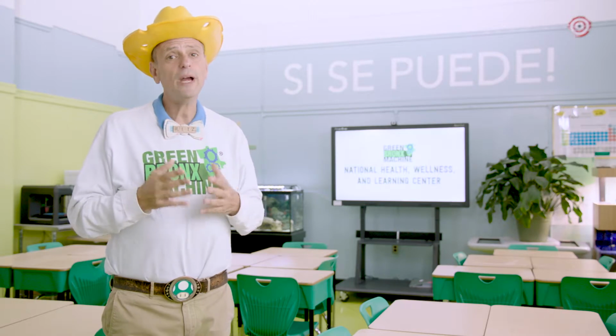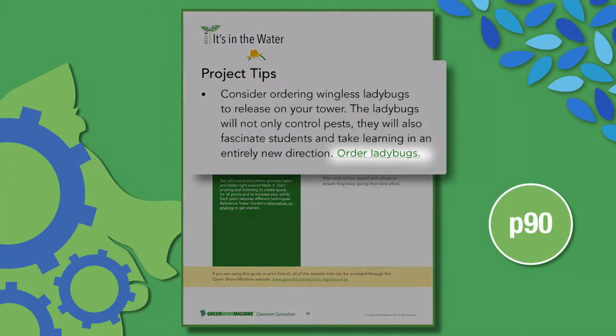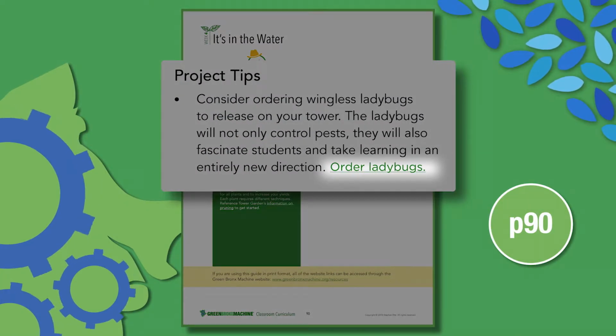Here's something to look out for: aphids. Make sure your tower garden has no aphids. Aphids won't hurt your plants, but they will surely annoy you and your students, and they fly around everywhere. If you do have aphids, you can order ladybugs to eat the aphids and teach about integrated pest management.